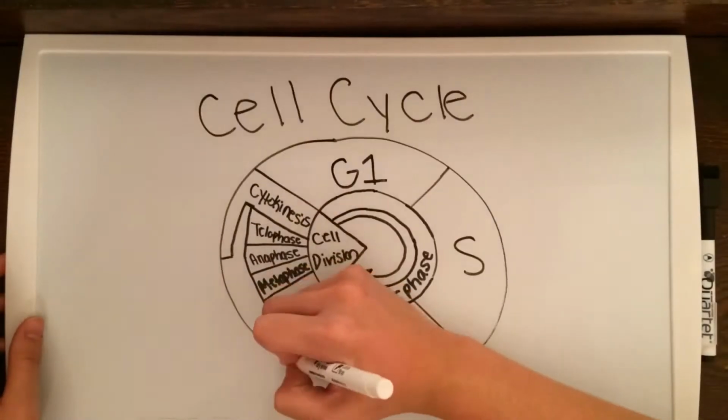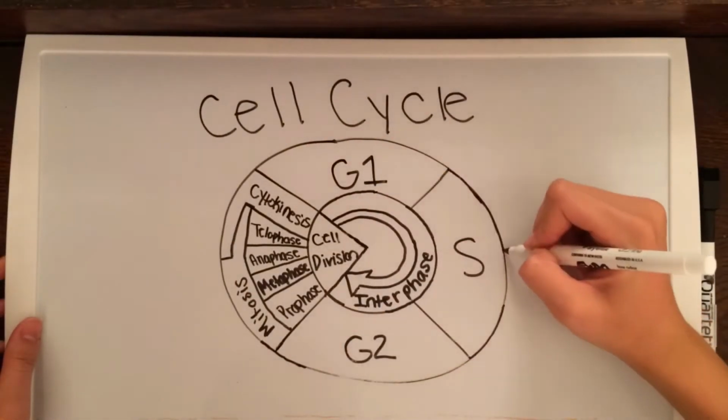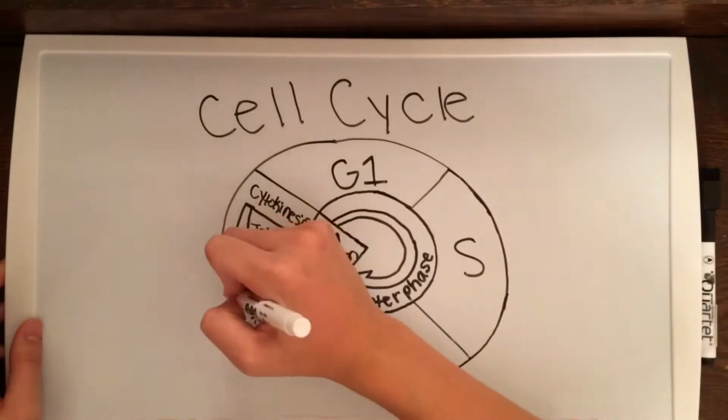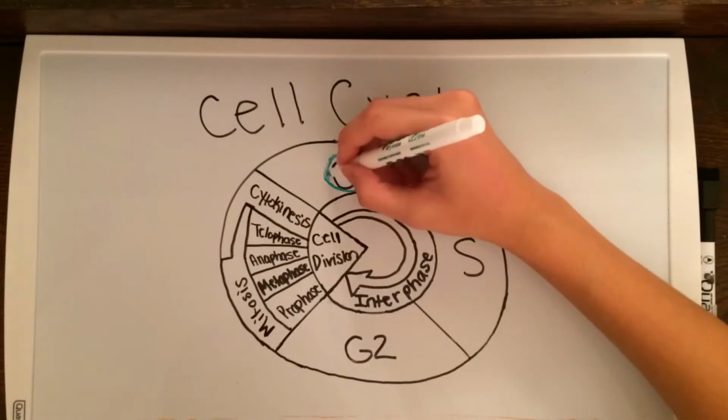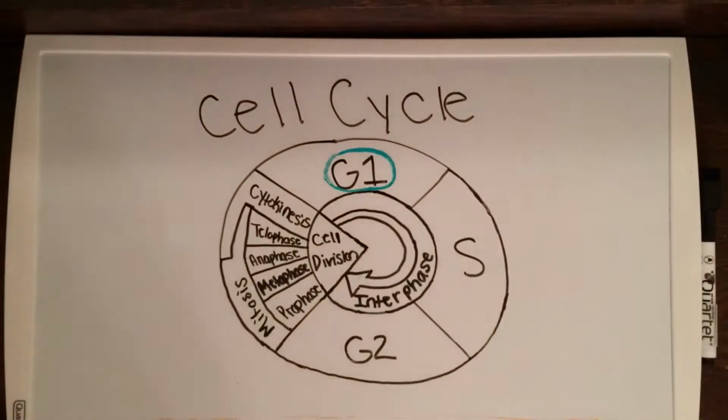The cell cycle is a series of events the cell goes through as it grows and divides. There are 4 main phases: G1, S, G2, and M. During the M phase, the cell actually divides.